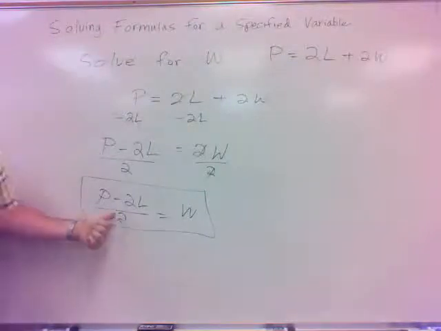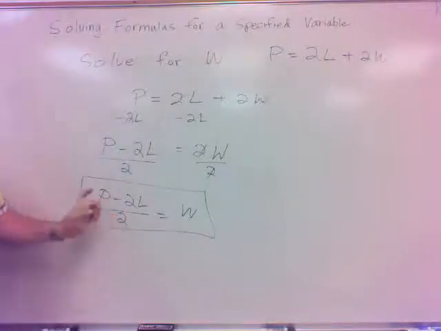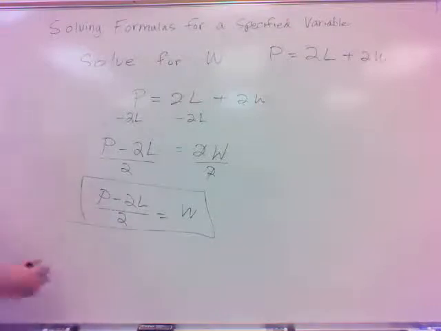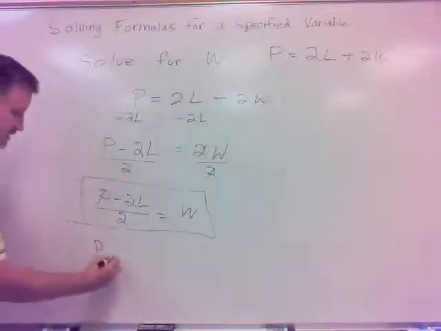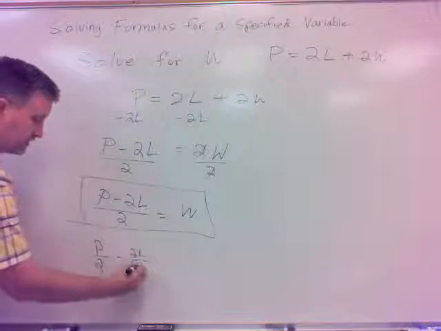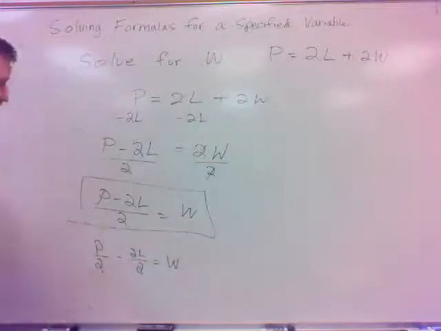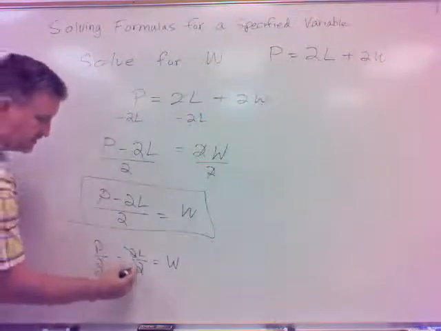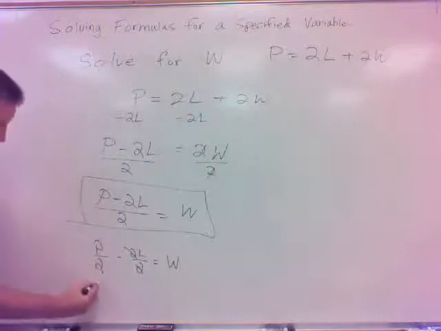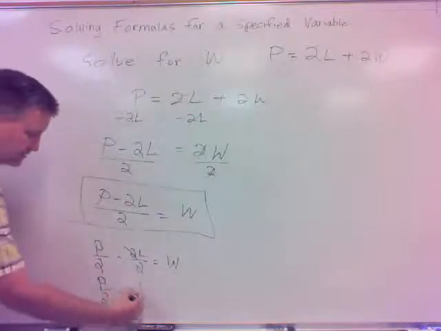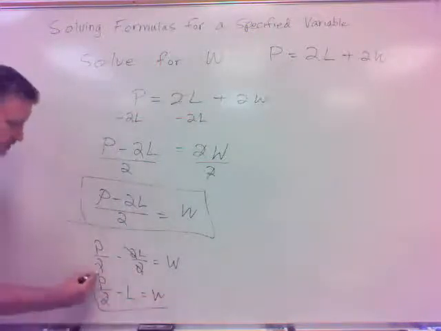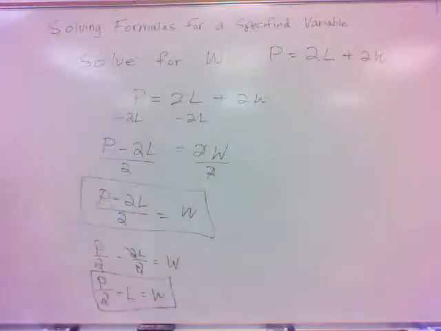Another form of this answer we could get if, noting here that this 2 divides both the P and the 2L. If I divide both of those individually by 2, which is what that means, I can get the 2's to cancel out there and wind up with P over 2 minus L equals W. A second version, if you will, of my answer. Perfectly fine answer. Either one is correct. Which one's better than the other?